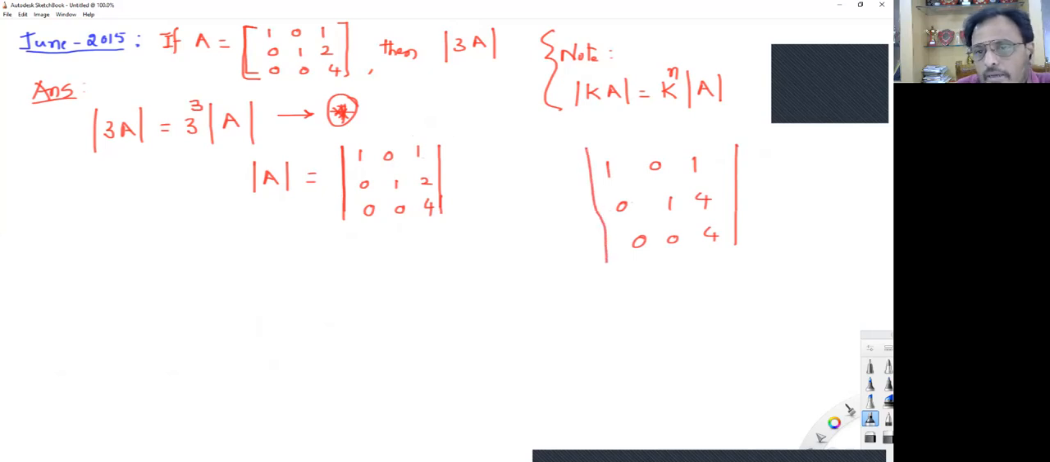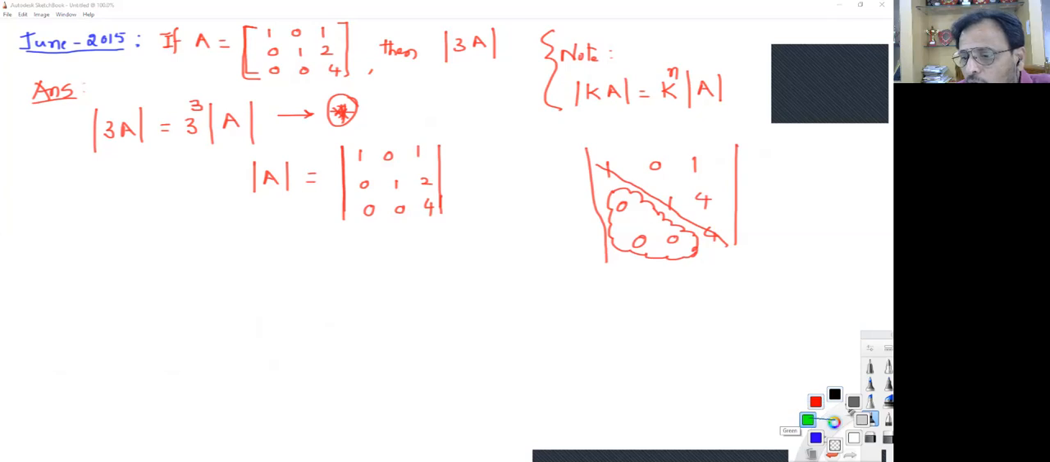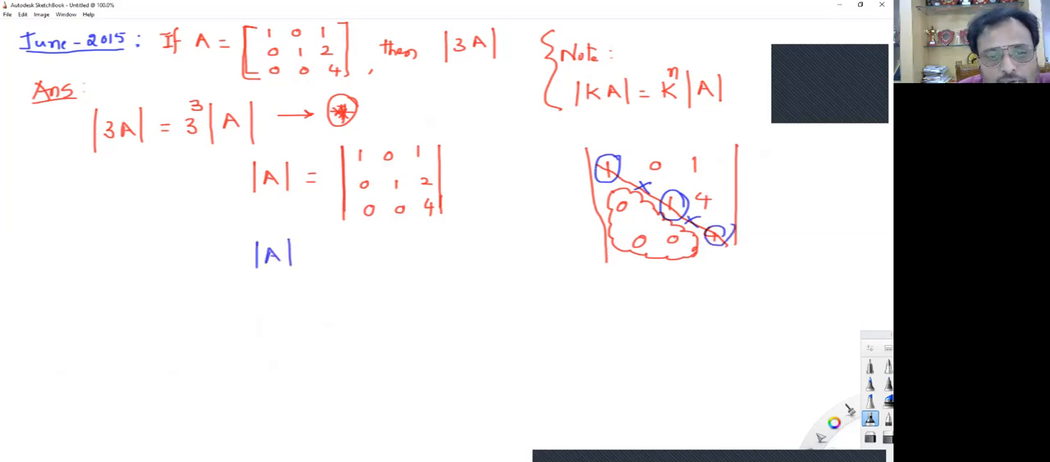My dear students, this is the principal diagonal. If any one side of the principal diagonal elements are completely zeros, then the value of the determinant can be obtained by multiplying the diagonal elements: 1 into 1, 1, into 4, 4. So directly determinant of A is equal to 1 into 1 into 4. Once again I'll repeat: if any one side of the principal diagonal elements are completely zeros, then the determinant is obtained by multiplying the diagonal elements. So determinant of A is equal to 4.